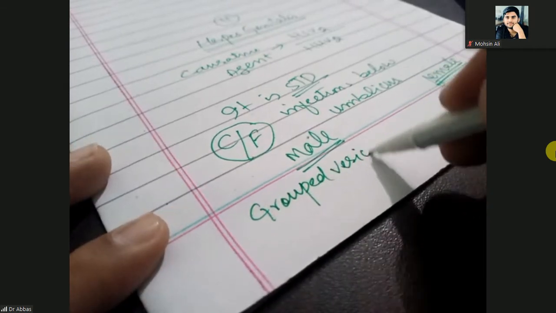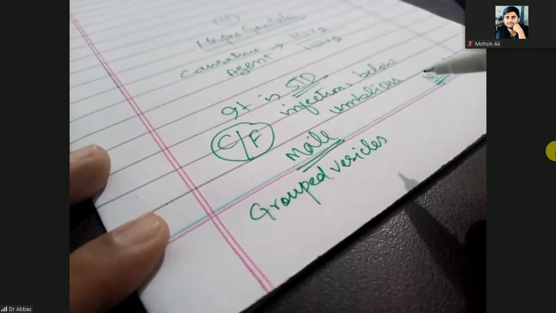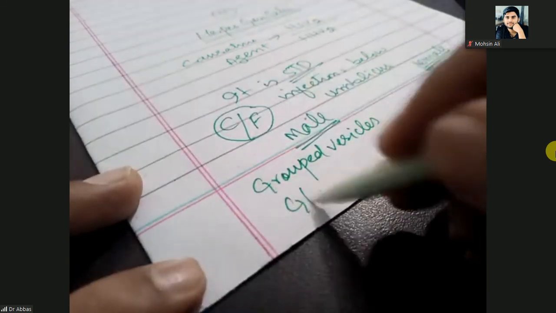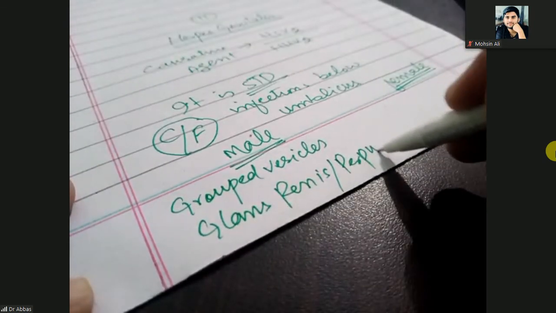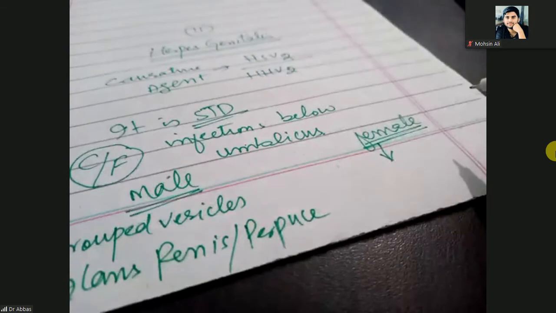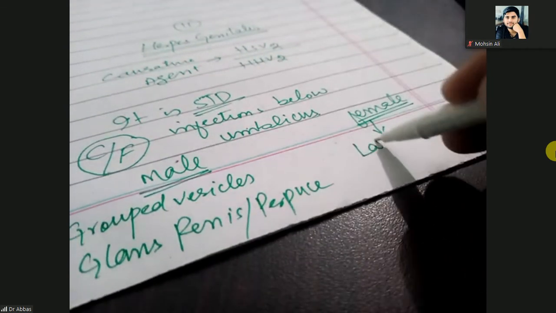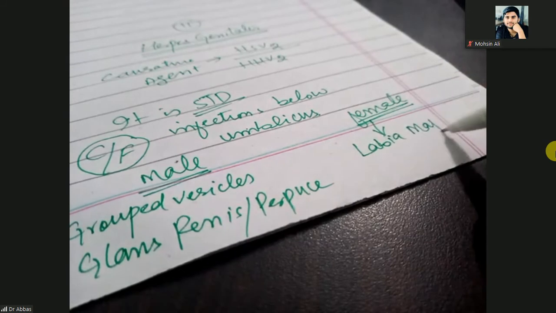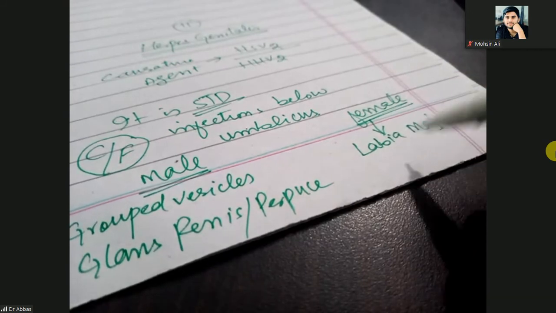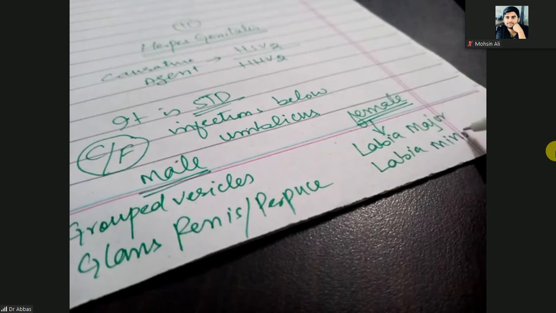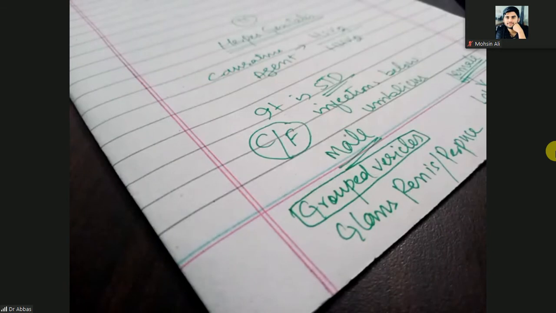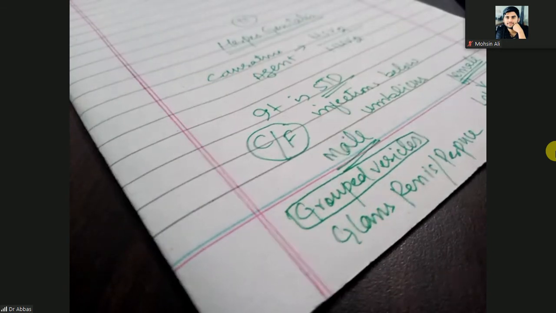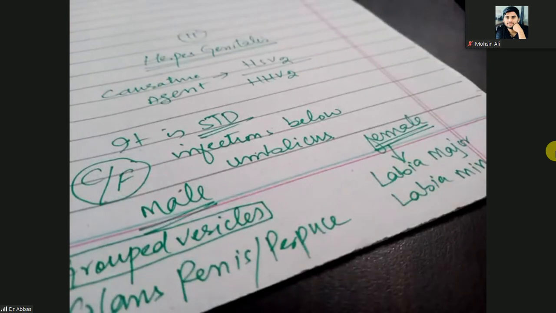Vesicles. Grouped vesicles that are present on the glans penis, prepuce, and in the case of the female, the grouped vesicles are present on the labia majora and labia minora. But keep in mind, these are the grouped vesicles. So grouped vesicles in the male are present on the glans penis and prepuce, and in the female, they are present on the labia minora and labia majora.